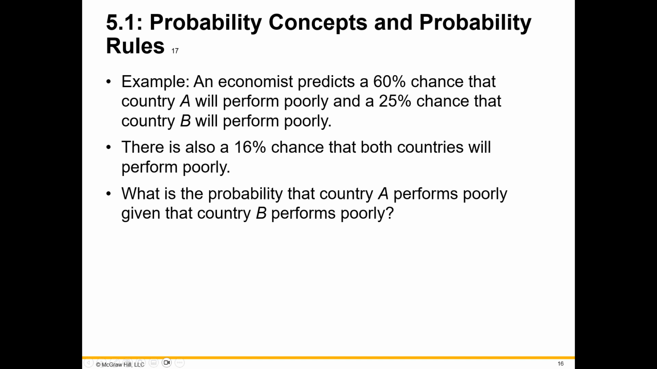So we have here an economist that's predicting there's a 60% chance that country A will perform poorly, will have a bad economic period. And there's a 25% chance that country B will also perform poorly. There's a 16% chance for the both of these that both countries will have a bad economic period, that they will perform poorly. Things are linked. We have like a global economy right here. So what is the probability that country A up here performs poorly given that country B has already performed poorly?